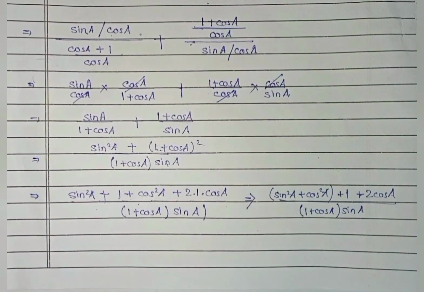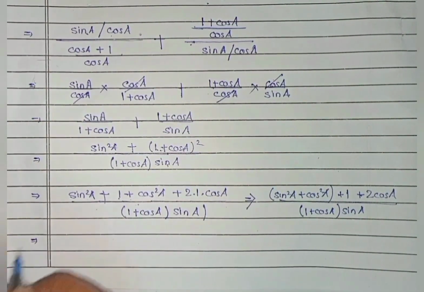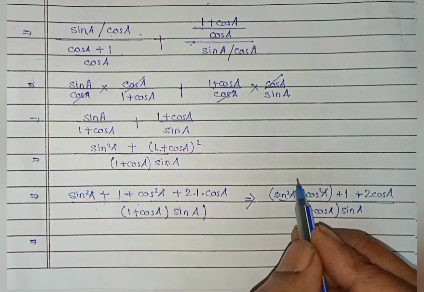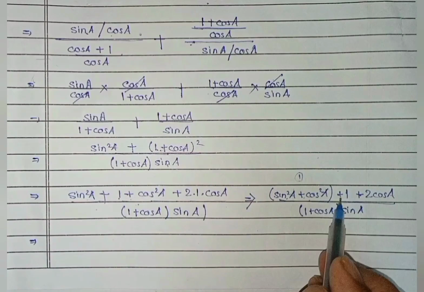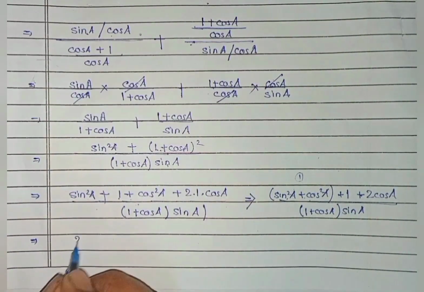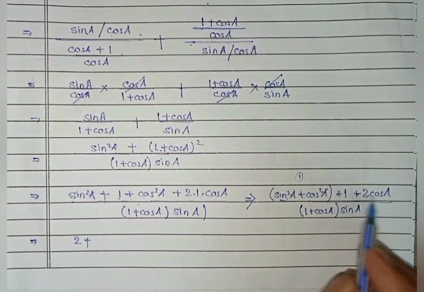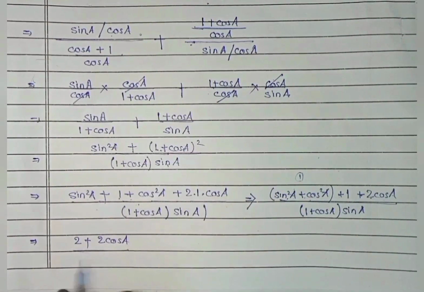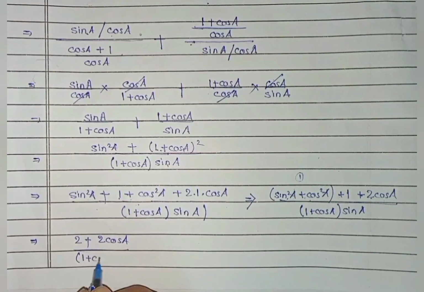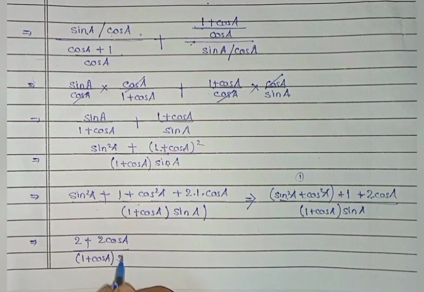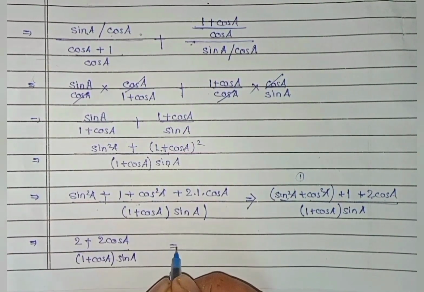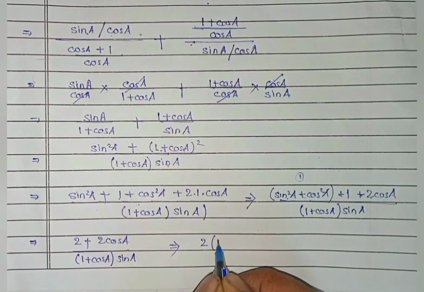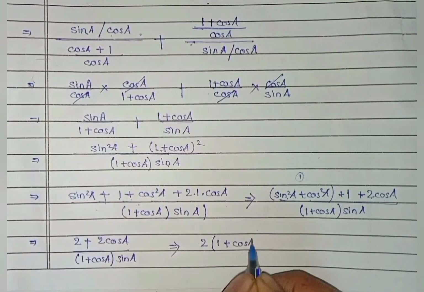See, now in the numerator place, sin square plus cos square becomes 1, so you will get 1 from here and then plus 1, so you will get 2. Then you have 2 cos A upon 1 plus cos A into sin A. Now in the numerator place, you can take 2 common, so you are left with 1 plus cos A.